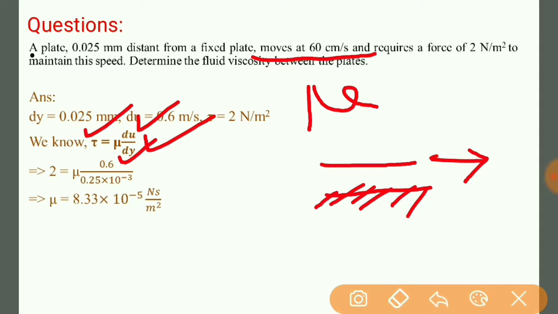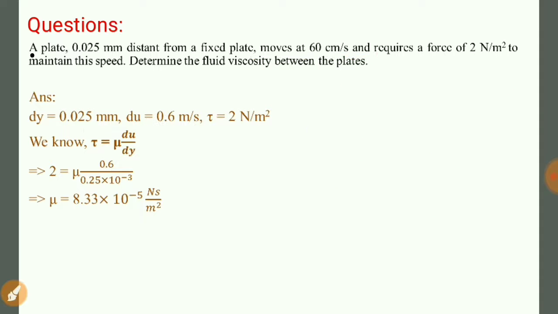60 centimeter per second means what? 0.6 meter per second. So du means what? This velocity minus this velocity, the velocity of this plate minus that of the other, so what will it be? 0.6 meter per second.